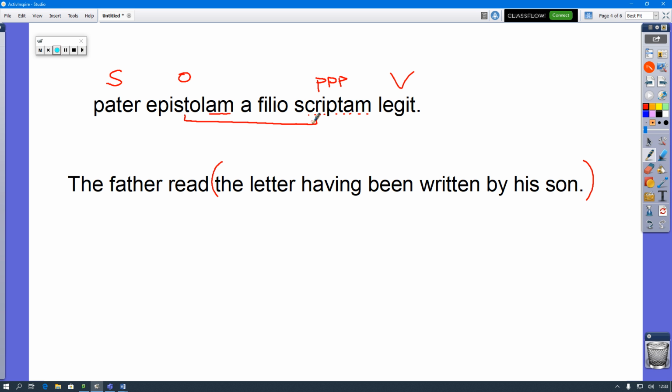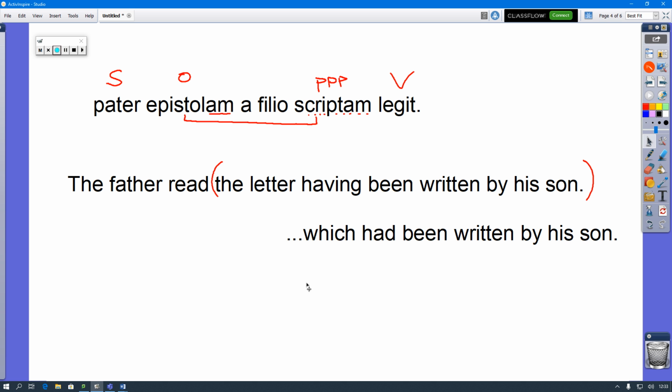Now that's not terribly good English. And so there are a couple of ways that I can improve on that. I could say, which had been written by his son. The father read the letter which had been written by his son. Or in this case, I could just say, the letter written by his son. And all of those are perfectly acceptable. Maybe the first one less so.